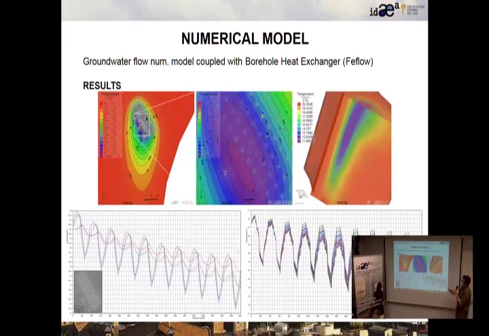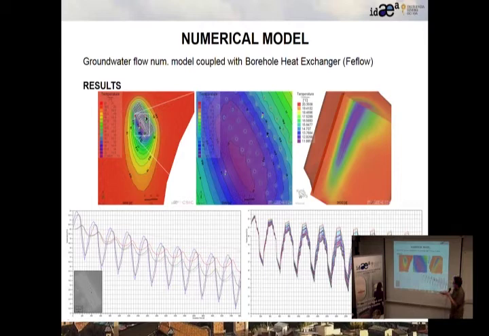So these are the results of the numerical model after 10 years of simulation. Here there is the contour map of temperature distribution. The initial temperature was 20 degrees in the subsurface. As you can see, in 10 years, the thermal plume arrived close to 300 meters downstream of the building. If we zoom in around the boreholes, we can see the interaction between the thermal plumes of each of these heat exchangers.